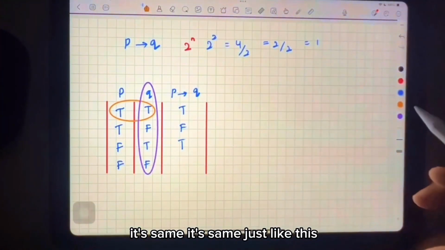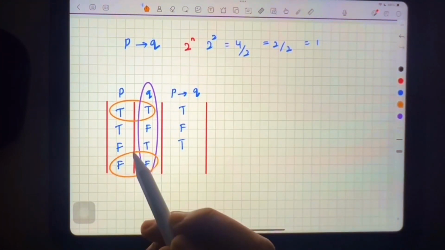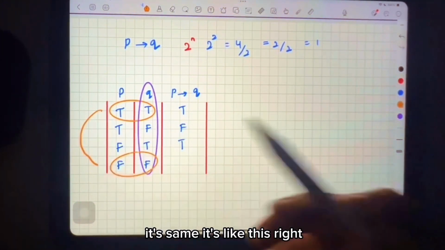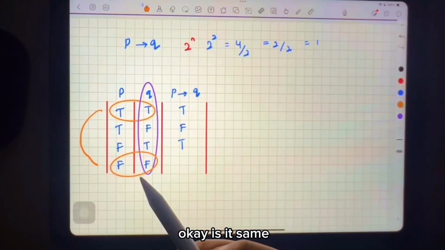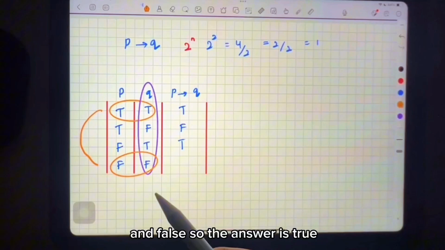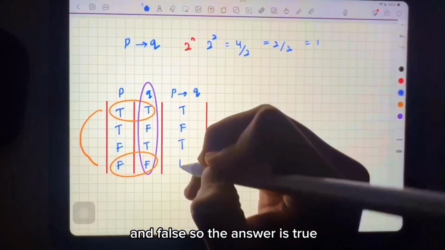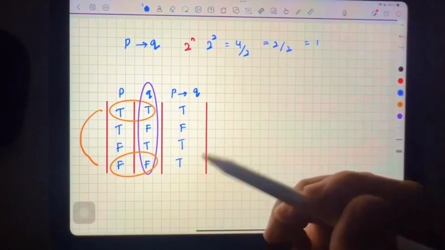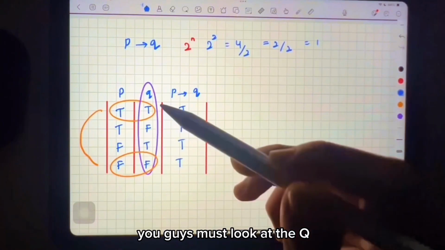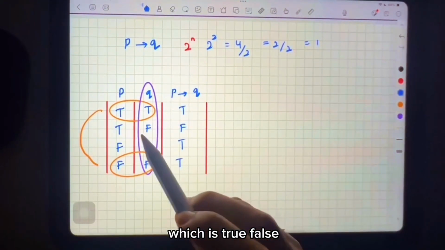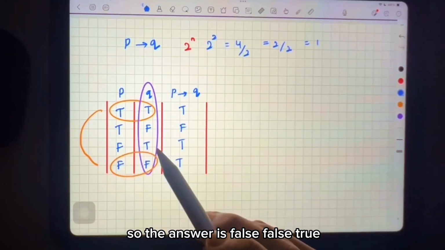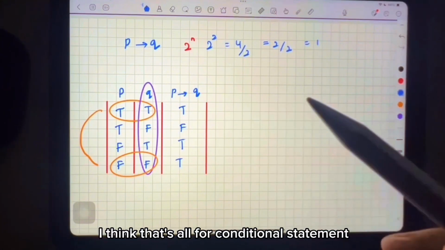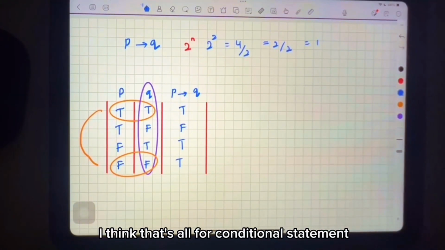It's the same, just like this, right? Okay, if it's the same, false and false, the answer is true. If the same, true. If different, you must look at the Q, which is true false, so the answer is false. False true, so the answer is true. Okay, I think that's all for the conditional statement.